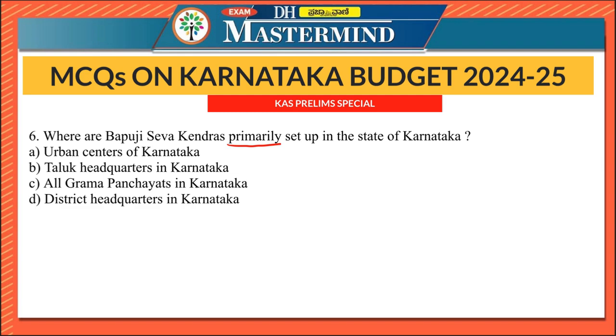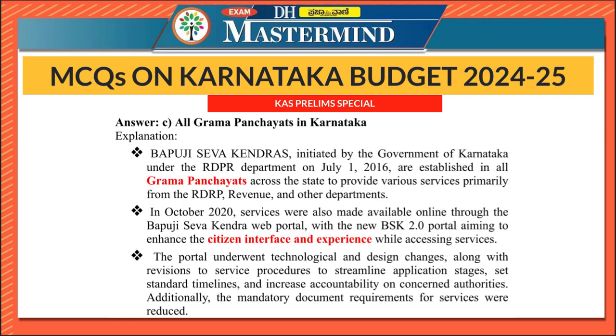So the right answer is all Grama Panchayats in Karnataka. Bapuji Seva Kendras were established by the government of Karnataka under the Rural Development and Panchayat Raj Department on July 1st, 2016. And these are established in all Grama Panchayats. They plan to establish this in all the Grama Panchayats across the state to provide various services primarily from the Rural Development and Panchayat Raj Department, and then revenue and other departments.